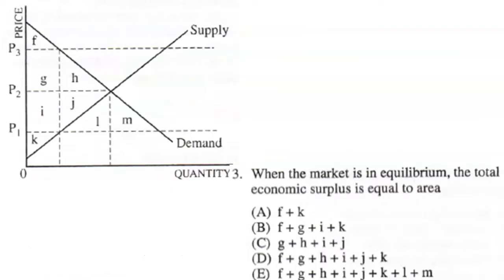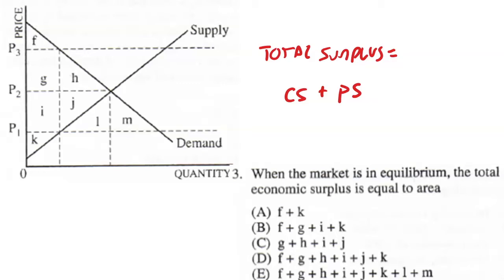All right, question 3. When the market is in equilibrium, the total economic surplus is equal to the area of what? And so remember, our total surplus is going to equal our consumer surplus plus our producer surplus. So total surplus is consumer plus producer surplus here.